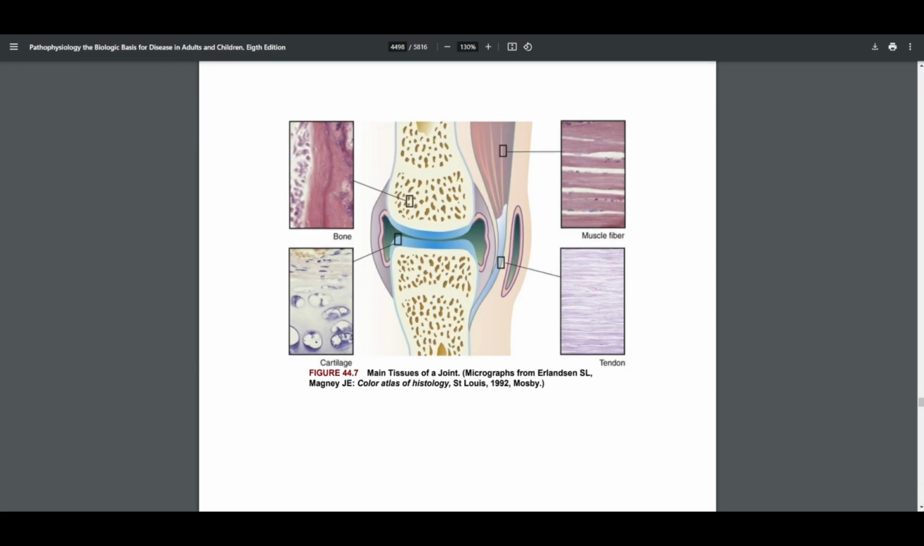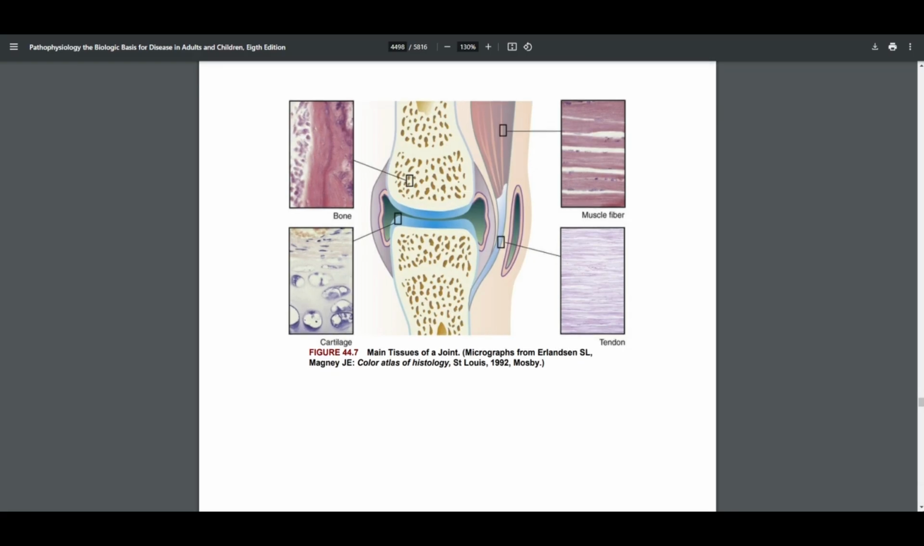So here we're taking a look at the main tissue of the joint. So just a fresh little anatomy refresher.